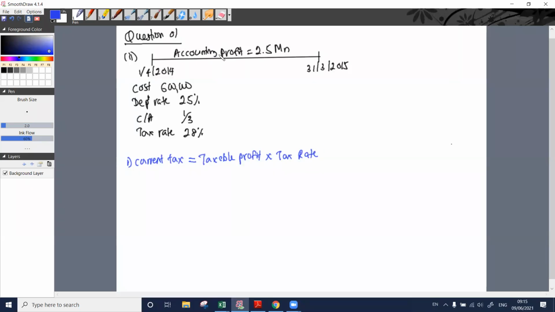But we have been given the accounting profit, right? Accounting profit නැත්නම් මෙයාට කියන්න පුළුවන් අනිත් නම මොකද්ද? Profit before tax. Accounting profit is given, 2.5 million. Now we need to convert this accounting profit into taxable profit. This is actually what you do in taxation. කොහොමද කරන්නේ?